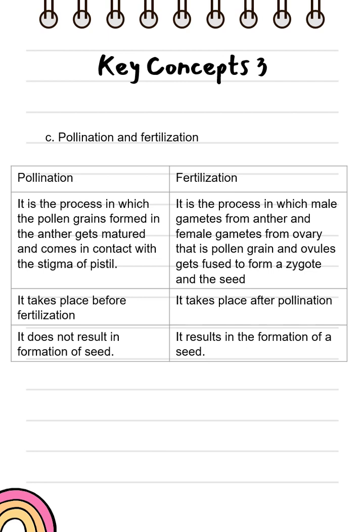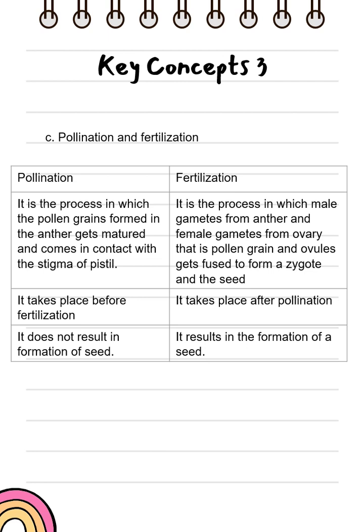Pollination and fertilization. Pollination. It is the process in which the pollen grains formed in the anther get matured and come in contact with the stigma of the pistil. It takes place before fertilization. It doesn't result in formation of seed.